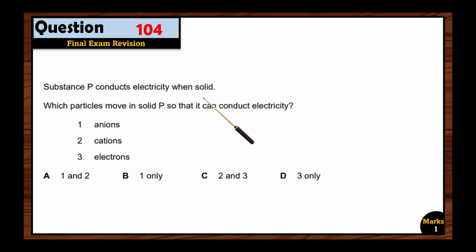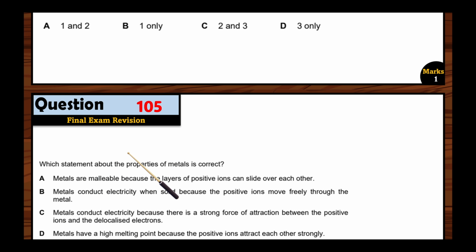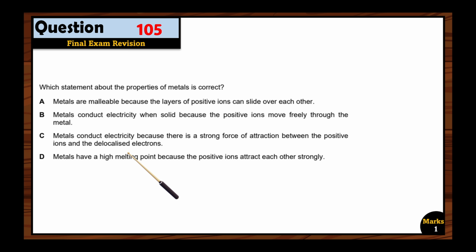Of course, graphite has delocalized electrons. Metals also have delocalized electrons. So actually electrons are responsible for conducting electricity. Even if it's a metal or graphite, electrons are responsible. It's not anions or cations. Anions and cations are only responsible in ionic compounds, right? So option D is correct. 3 only.